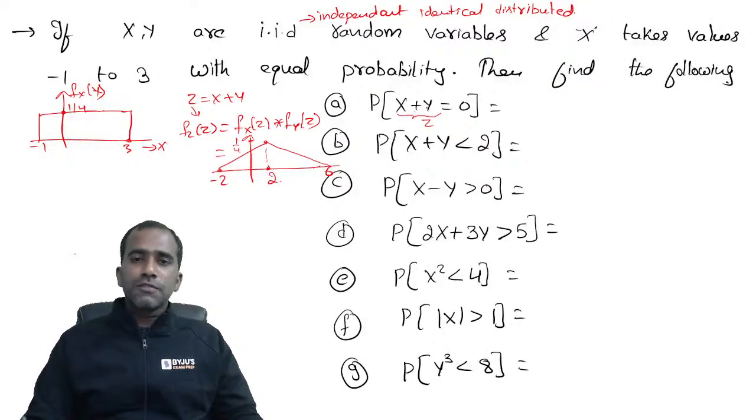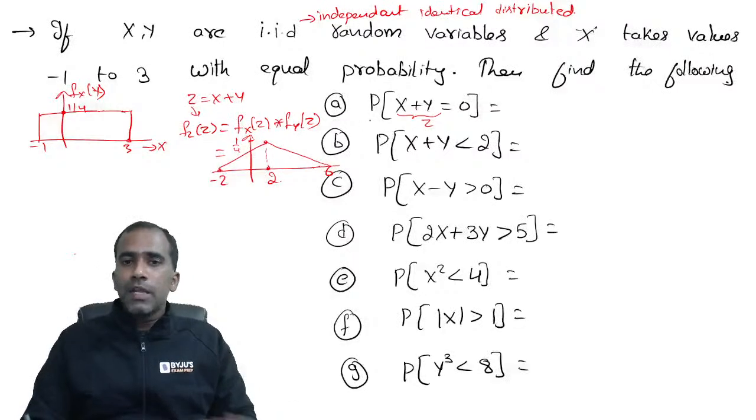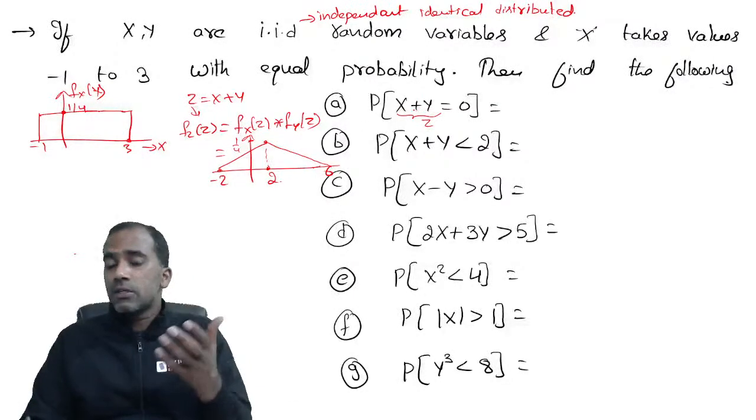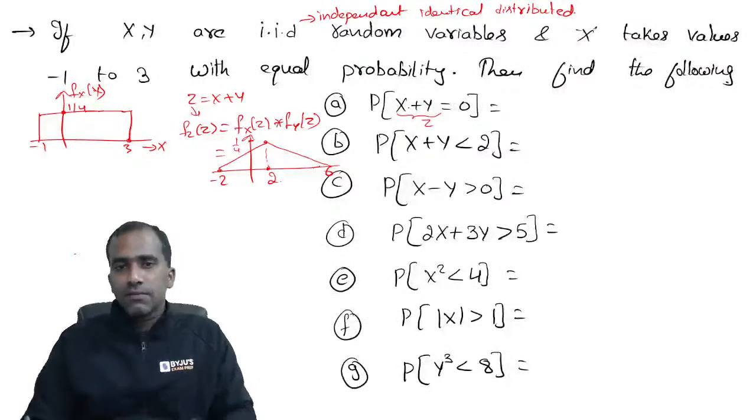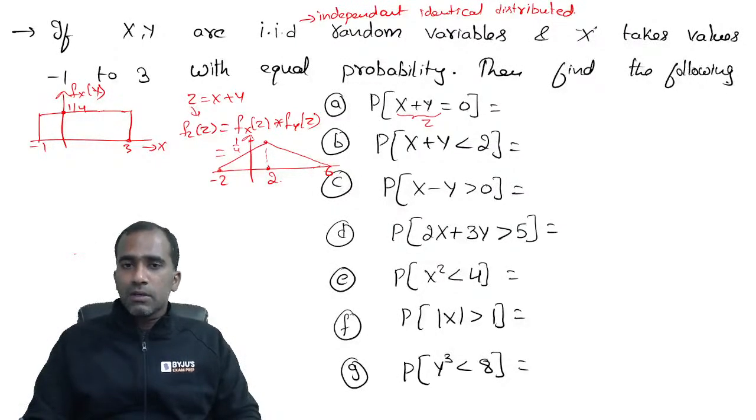Any number of questions framed on X plus Y we can do now. I have asked only two questions, but any question can be asked on X plus Y. To find the answer for this kind of probability, you just need to find the PDF of X plus Y. Assume Z as X plus Y and find the PDF. Then you can do any question based on X plus Y: X plus Y greater than 2, less than 3, less than 4. Anything we can find. Once you find this, you just need to find the area according to the given question.